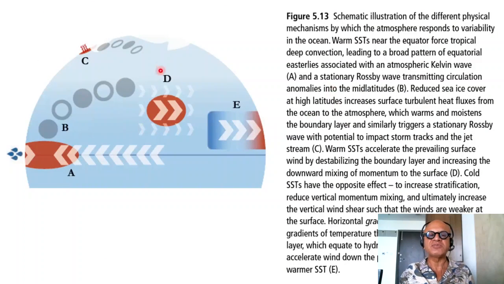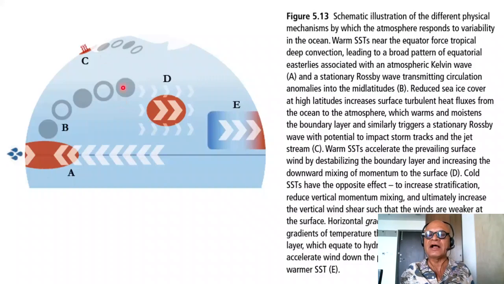And a stationary Rossby wave here transmitting circulation anomalies into the mid-latitudes. So whenever you have perturbations to the warm SSTs, you can perturb the system and generate waves. It's like somebody pulling a rope that's tied at one end and it sends off waves. So you see that there are stationary Rossby waves. Obviously SST perturbations happen on daily, weekly, monthly, seasonal, intra-seasonal, and interannual time scales, and there are waves, and these stationary waves are always being produced here, which go off into the mid-latitudes.